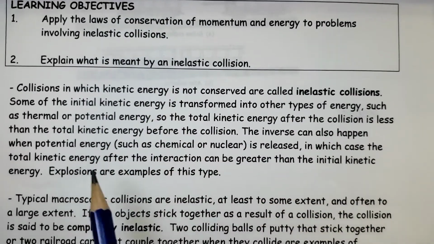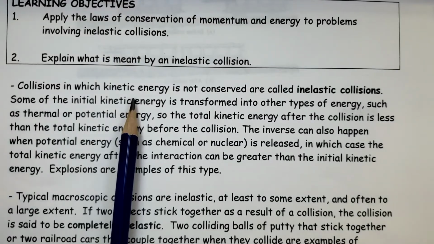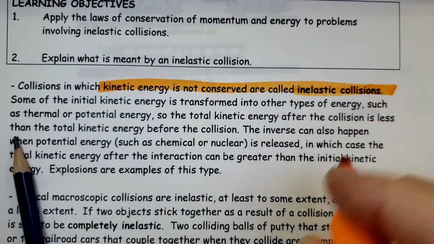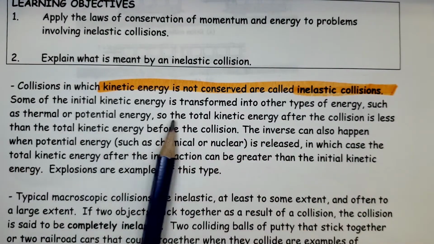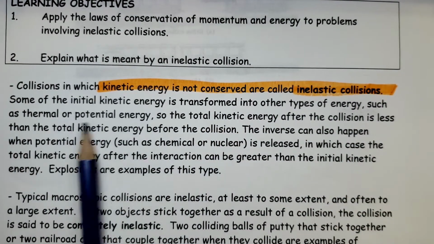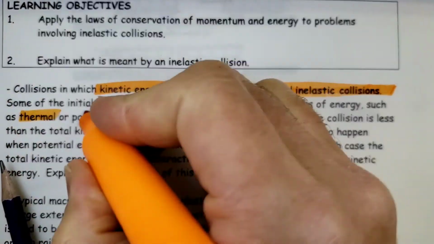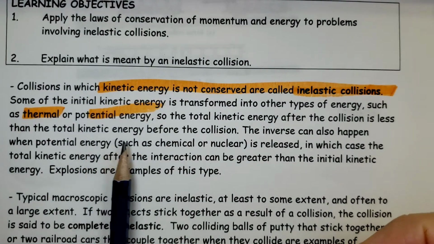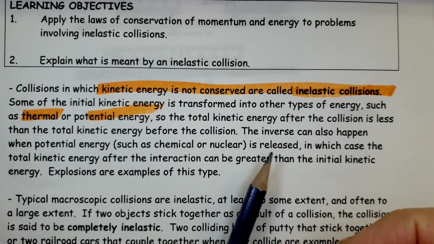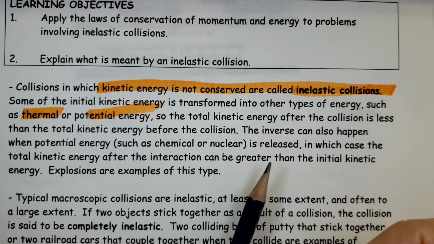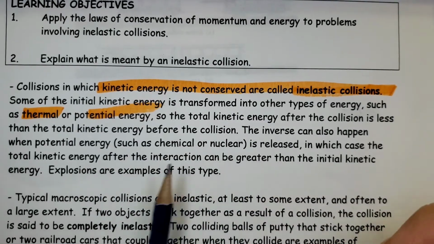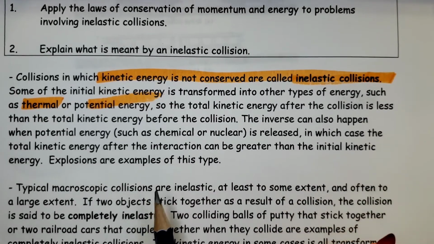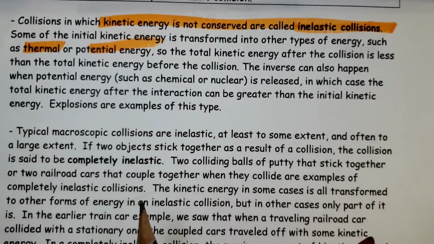Explain what is meant by inelastic. Collisions in which kinetic energy is not conserved are called inelastic collisions. Some of the initial kinetic energy is transformed into other types of energy, such as thermal energy or potential energy, so that the total kinetic energy after is going to be less than it was before. The inverse can also happen when potential energy, such as chemical or nuclear energy, is released, in which case the total kinetic energy after will be greater than initially because some came from that stored energy. Explosions are examples of that type.